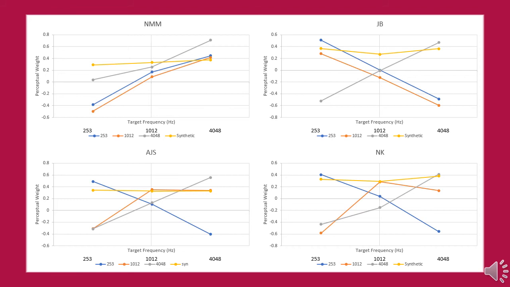A correlation between these data was performed with an R-squared of 0.56. Further, a two-tailed t-test revealed that participants with perceptual weights closer to ideal on analytical tasks had perceptual weights closer to ideal on synthetic tasks.